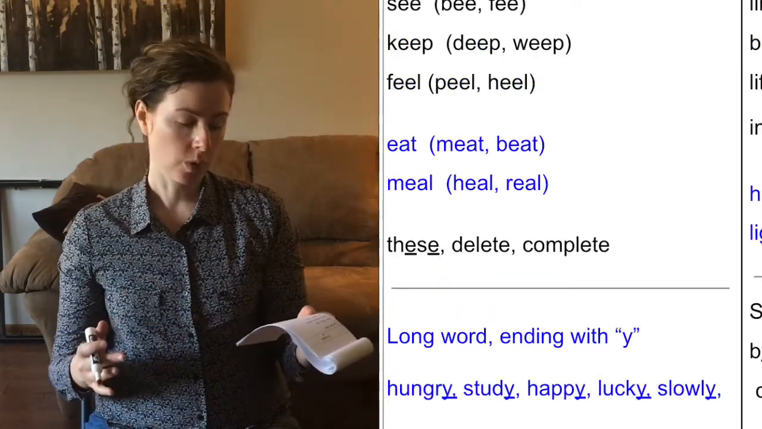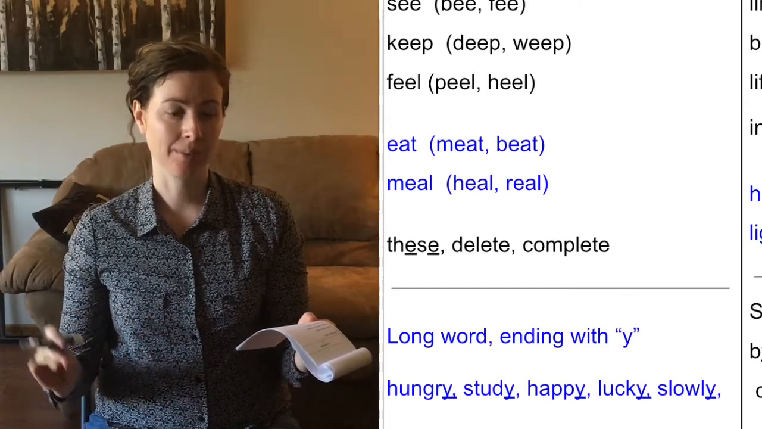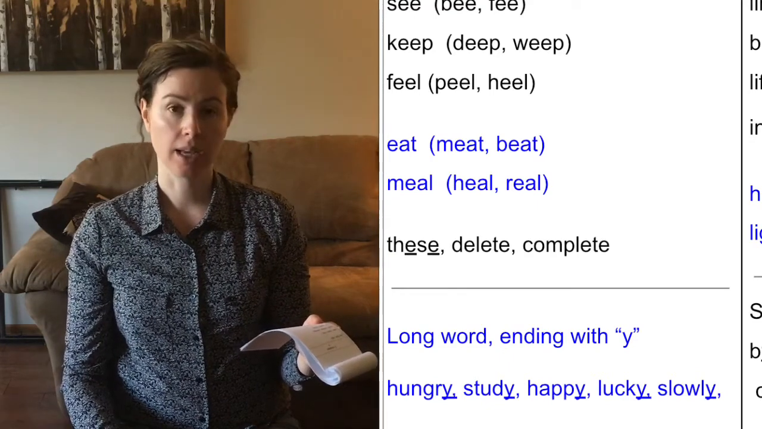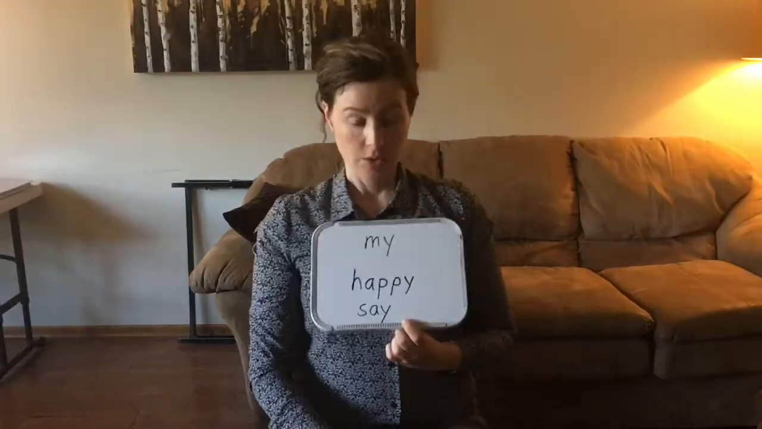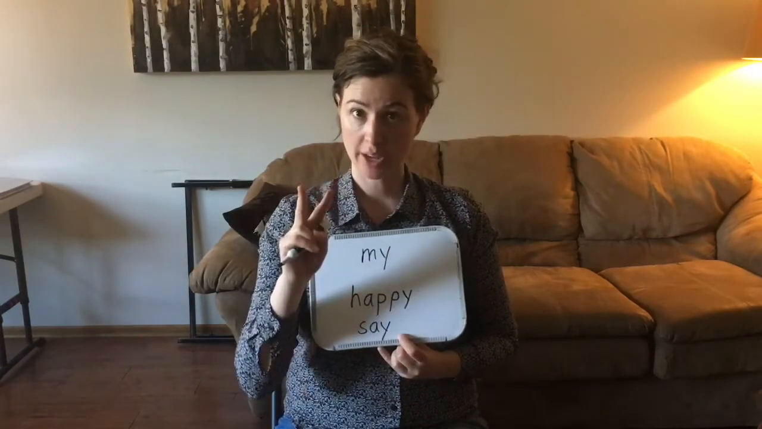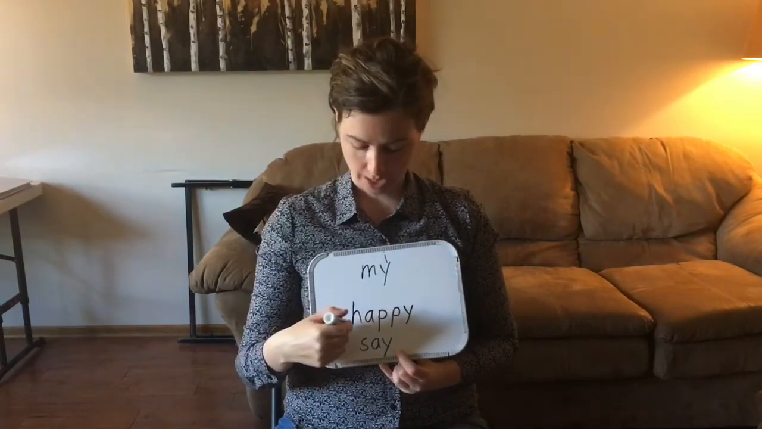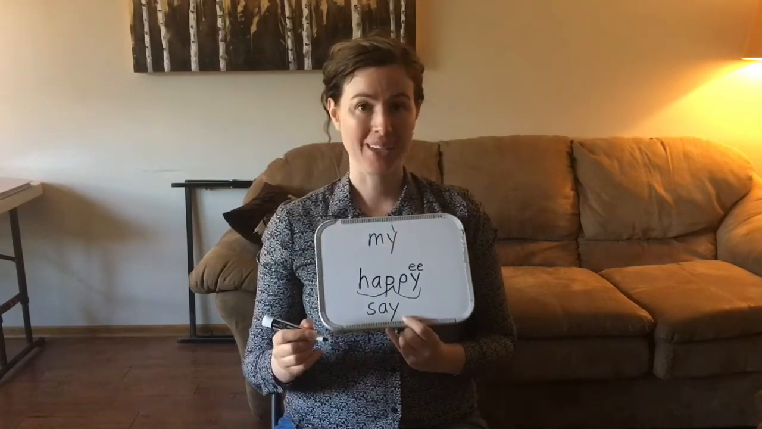Now if you have a long word ending with a Y, the Y sounds like E: hungry, study, happy, lucky, slowly. But this has to be a long word. So students, you need to be careful with the Y. If it is a short word, two letters or three letters, then the Y says "my," sounds like an I. But here we have a long word, happy, five letters. So the sound of the Y is E, happy.